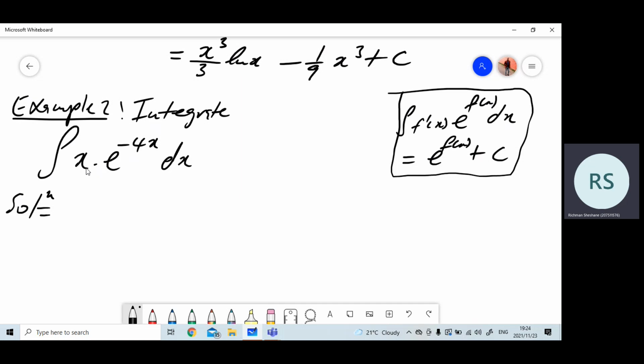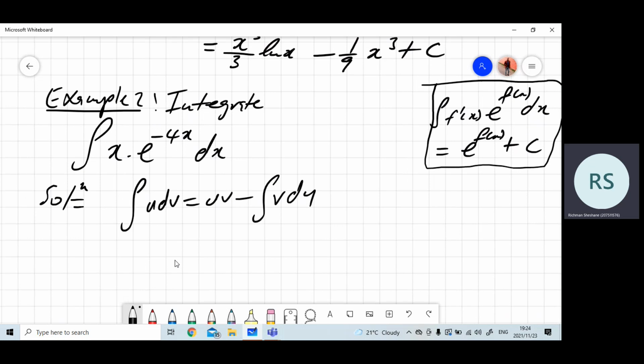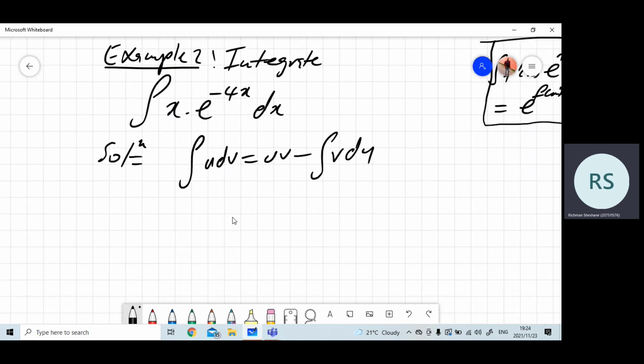So now, again, this is x times e to the minus 4x. It's a product of two functions. What does it tell you? You can use integration by parts because we're integrating a product. Once you have the idea that you can use integration by parts, you always straight away take the formula from the formula sheet: the integral of u dv equals uv minus the integral of v du. Write the formula first, because we're going to use it to evaluate the integral.